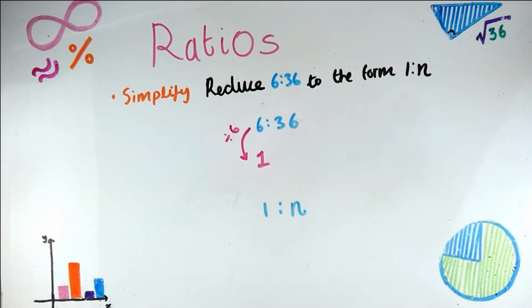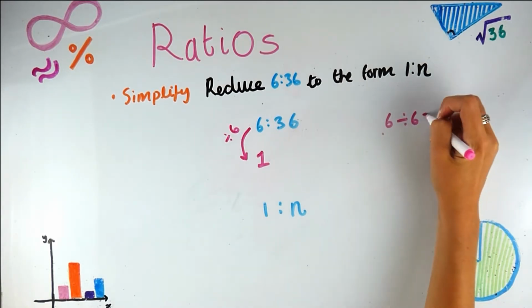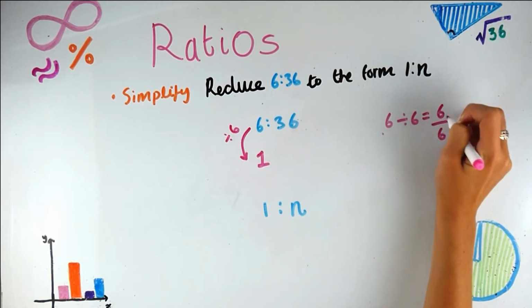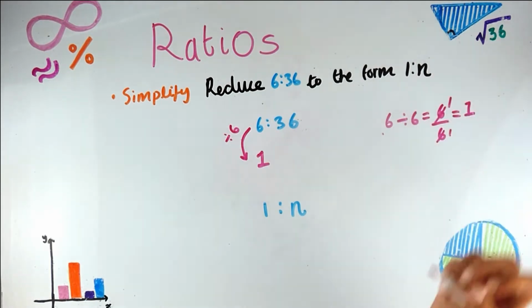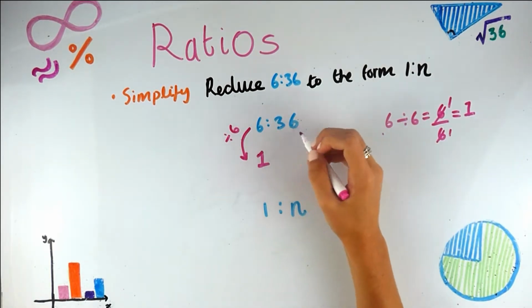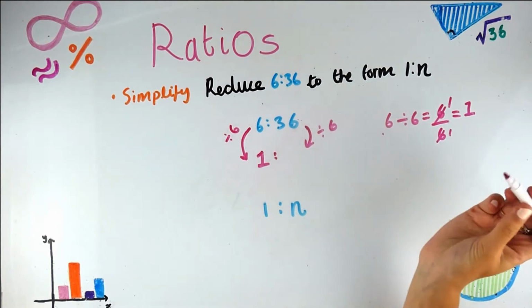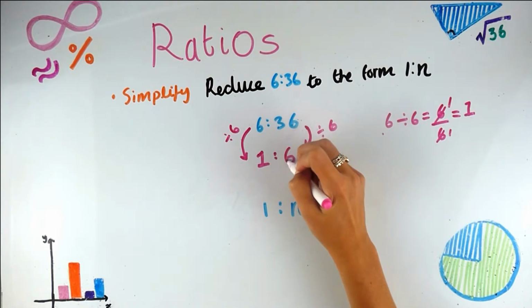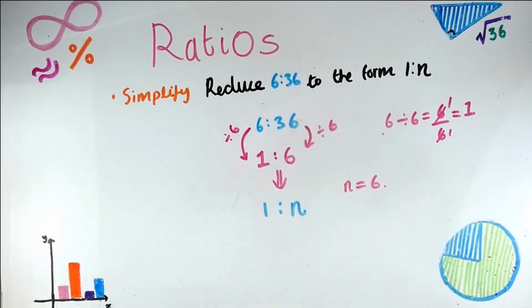So the answer is I've divided by 6, because if I do 6 divided by 6, as a fraction it looks like 6 over 6, and we know that you can cancel those, and that is 1. So we divided by 6 on this side, so we know we have to divide by 6 on this side. So 36 divided by 6 is 6. And yes, that looks very similar, so we know that n is 6. And we've done what they asked us to do.